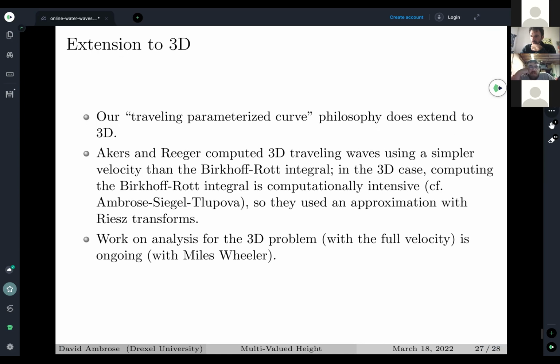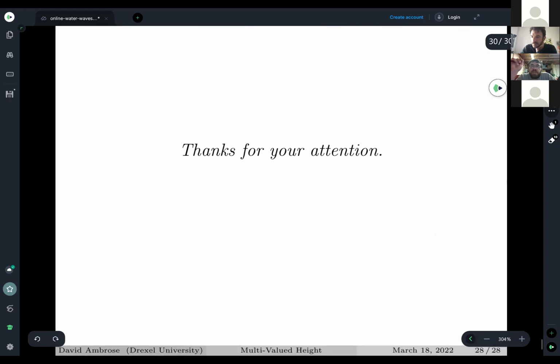And then for 3D, working on analysis for the 3D problem with the full velocity, proving a global bifurcation theorem in that case, is joint work with Doug Wright and Miles Wheeler. Okay, that's what I have for you. Thanks.